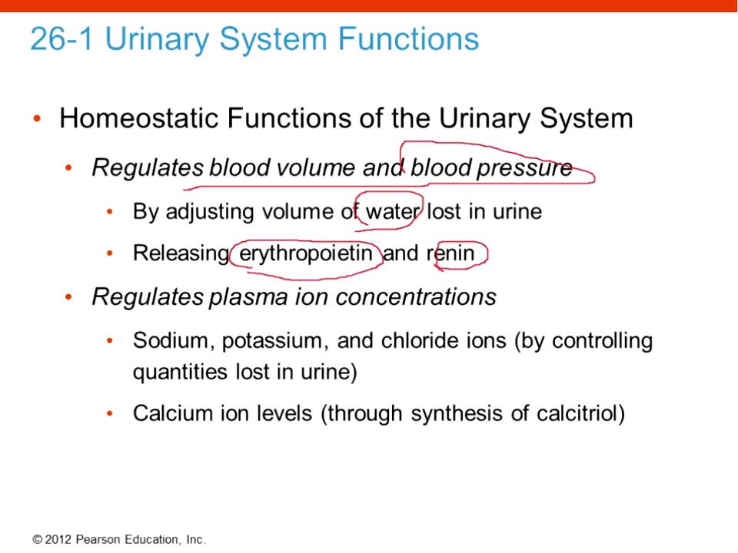Also regulating plasma ion concentration: sodium, potassium, chloride, calcium. All these things can be maintained in balance. If you have too much sodium, or too much potassium, or too much chloride, you can lose these things in the urine. If you have less of these things, you can lose less in the urine and hold on to more. We talked about calcium ion levels way back in AMP1, when we were looking at the bone and also in the endocrine system, and how calcitriol helps with maintaining calcium ion levels, and you can either release more through the urine or less depending on the concentration of calcium ions.